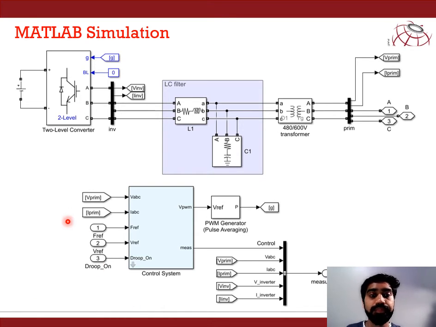In the block diagram of the 2.5 megawatt wind farm, this is a submodel of that wind farm. There is a two-level converter which is connected with the LC filter, and that is connected with the transformer which is 480 on the primary side and 600 volt on the secondary side. The gate pulse of the two-level converter is given by this control system. So we are converting ABC grid voltage to DQ reference voltage, and from that PI controller we are supplying gate pulses to this two-level converter for controlling the frequency of the grid.